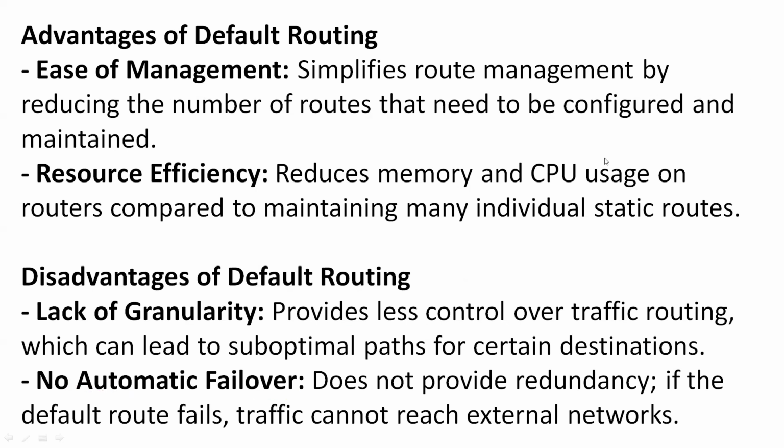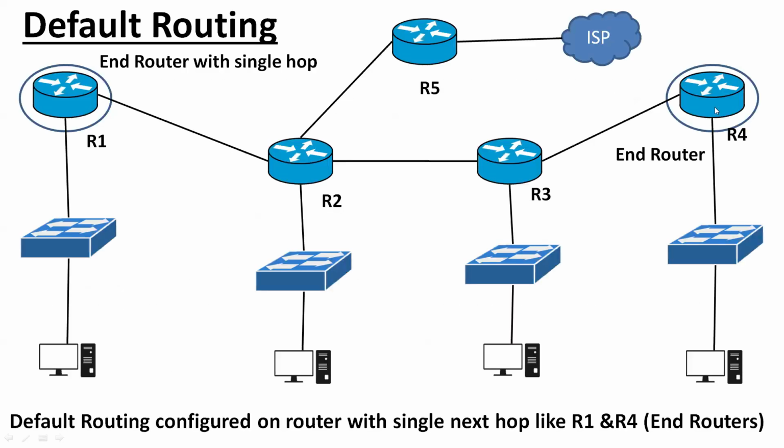Now, if I talk about default routing, here we can see that only two routers are endpoint routers. Router 1 is an endpoint router, and router 4 is an endpoint router, each connected to a single hop. That means they are connected to a single layer 3 device. That is why these routers are called single gateway or endpoint routers, or stub routers. So on router 1 and router 4, the default routing can be configured.